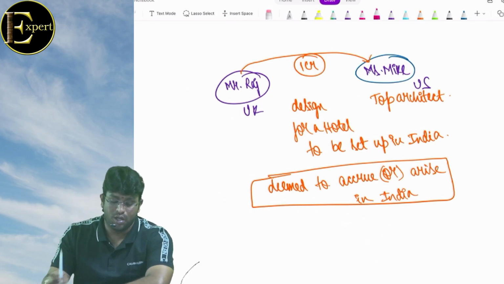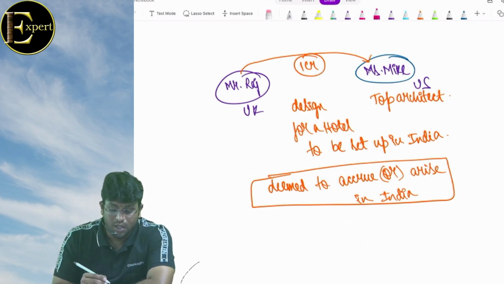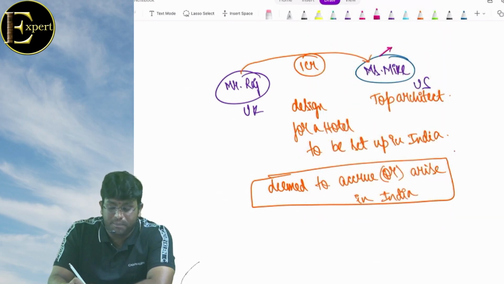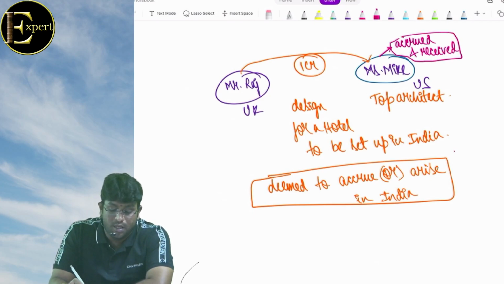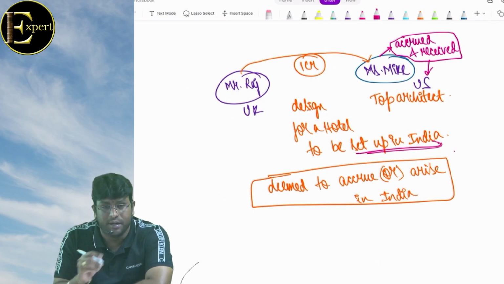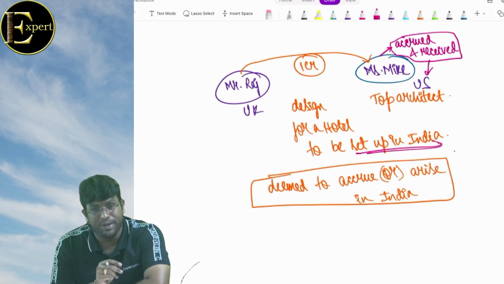Sir, this 1 crore, who is paying to whom? UK guy is paying to US guy, correct? And from my point of view, the US girl, it's accrued in US and received also in US, but still deemed to accrue in India because it is related to business in India. That means she has to pay tax in India.